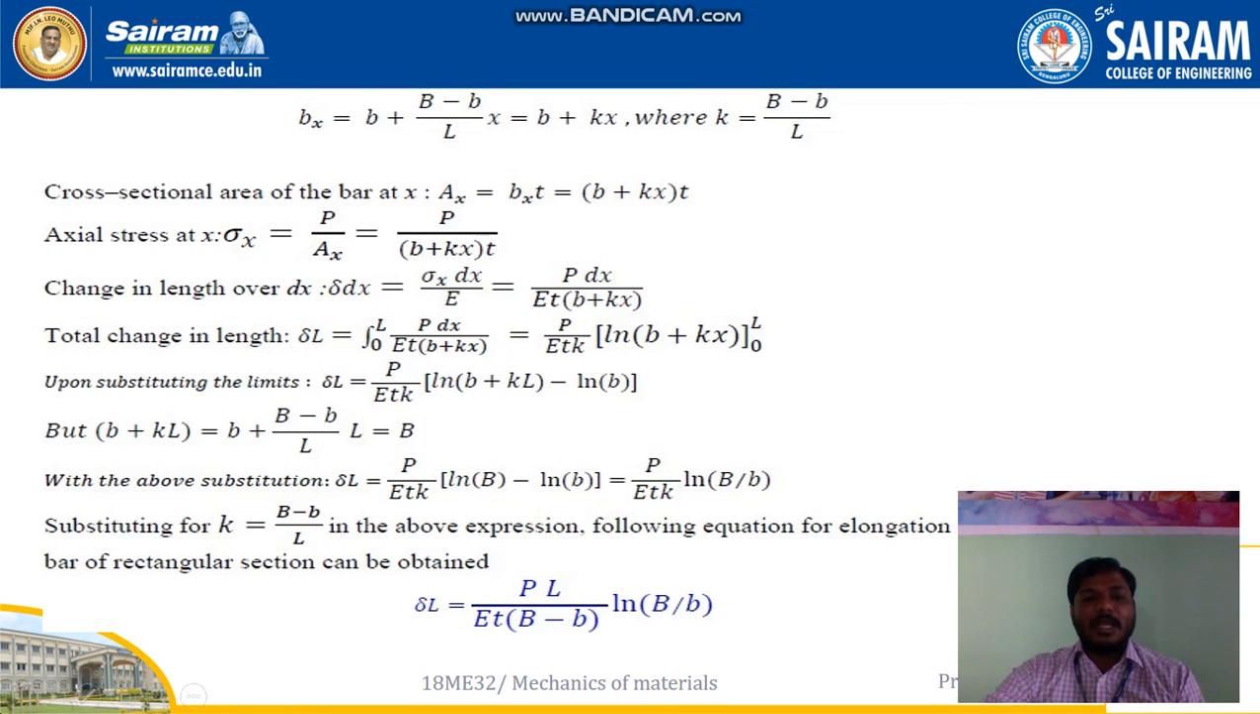So the equation we got for the change in length for a rectangular cross section is delta L equals PL by E t (B minus b) into ln(B by b). Capital B is the width of the larger end, small b is the width of the smaller end, P is the load, L is the length, E is Young's modulus, and t is the thickness. This is the equation we need to remember whenever we find the change in length for a rectangular cross section. This is how we find the equation for the rectangular cross section.